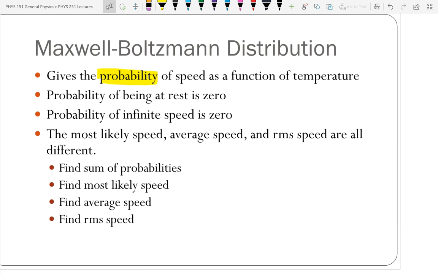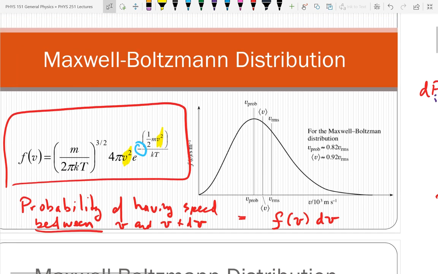Okay, so we've noticed those probabilities. Now, because it's 0 at both extremes, that means there is a most probable speed. The most probable speed is, if you plot it out, where it's at its peak, right? And so the first thing I want to do is find that most probable speed. How would you find the most probable speed?